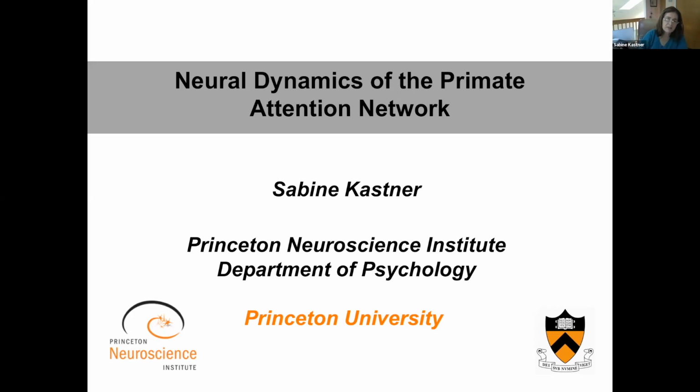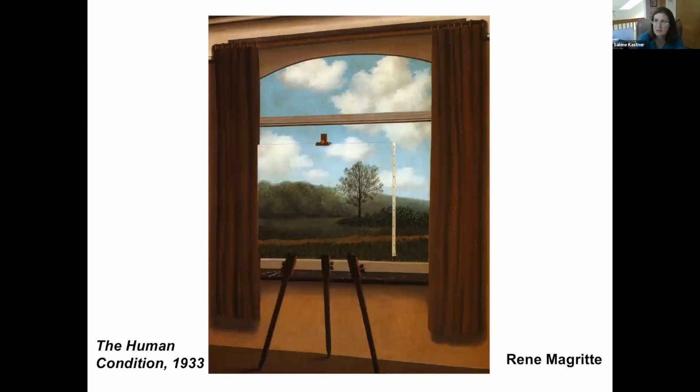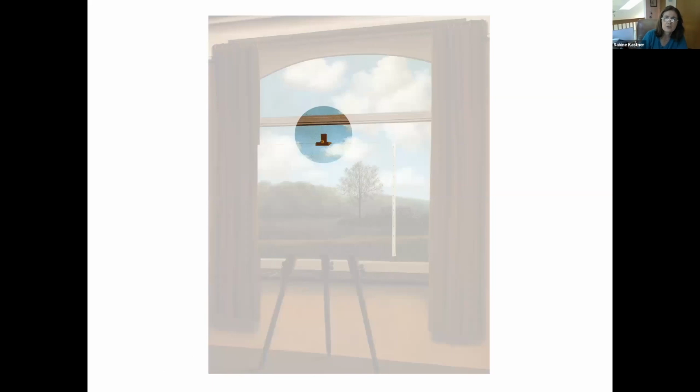Now, let me start by introducing you to one of my favorite artists and pieces of art. This is René Magritte's The Human Condition. What this painting has in common with other natural environments that we typically navigate is that it contains a lot of objects that we cannot process all simultaneously or at once. And what we typically do to reconstruct scenes like this is to recruit a spatial selection mechanism, which we sometimes refer to as a spotlight of attention in our textbooks.